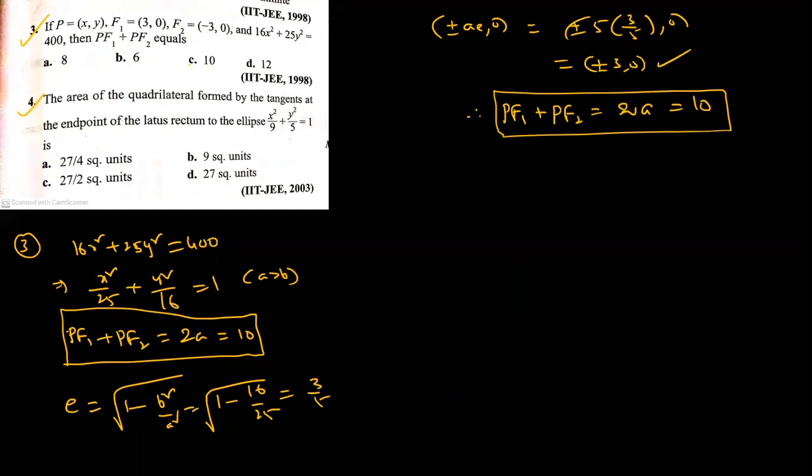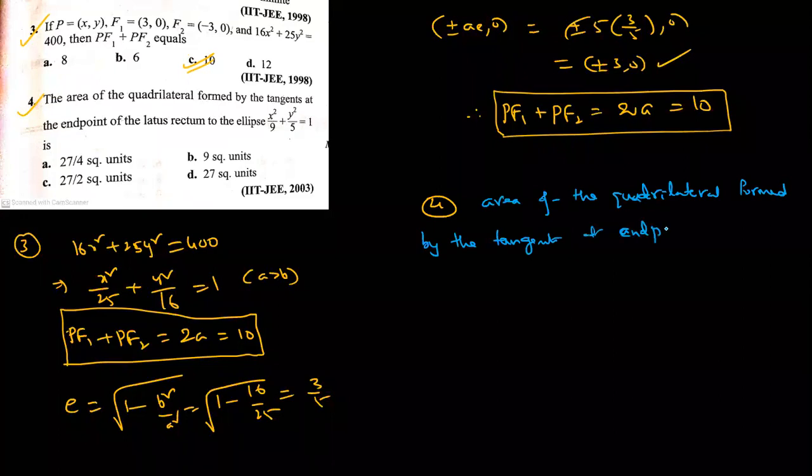It was the previous IIT question. Yeah. Question number 4, anyone? Yeah, correct. So what is the logic? Area of the quadrilateral. Last time we discussed this one. Area of the quadrilateral formed by the tangents at the endpoints of the latus rectum to the ellipse.